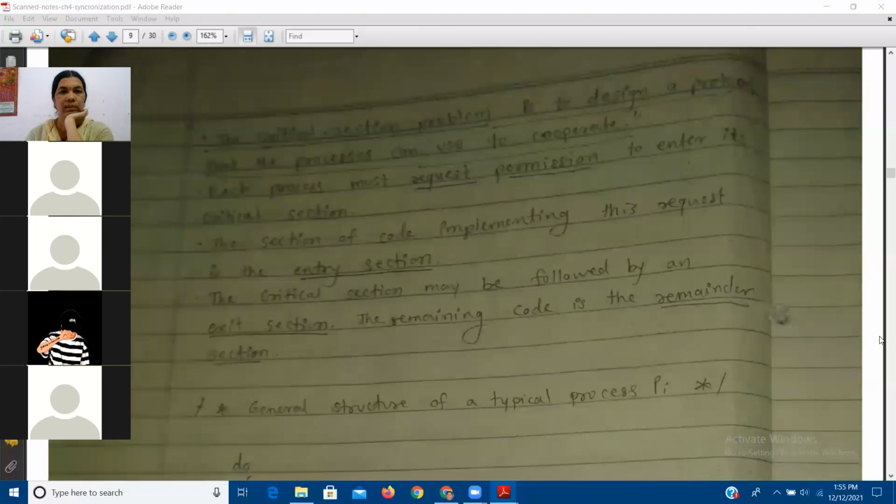You can write this. What is the problem? Actually, the definition of critical section you should know. You should be able to define the problem. So the critical section problem is to design a protocol that the processes can use to cooperate. Write down this. Each process must request permission to enter its critical section. The section of code implementing this request is the entry section, followed by an exit section. And then the remainder section code is executed.